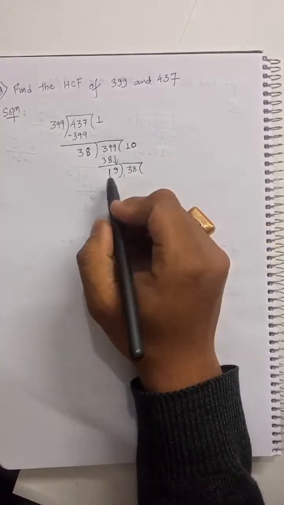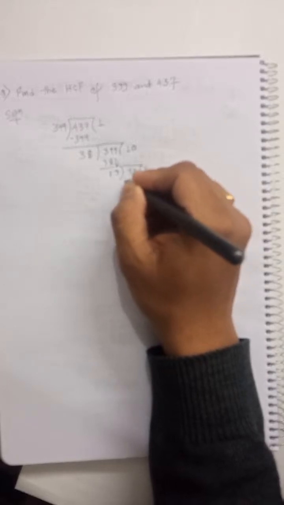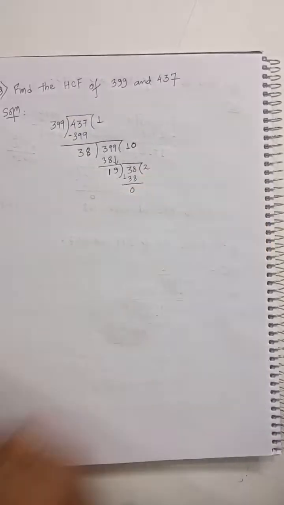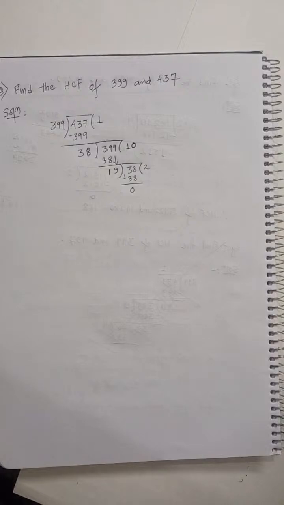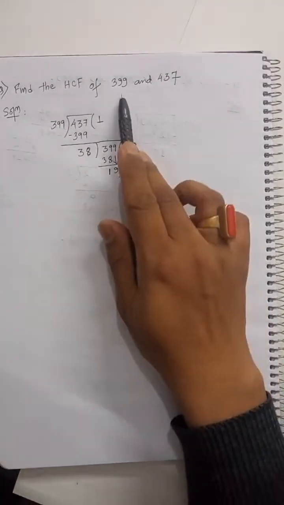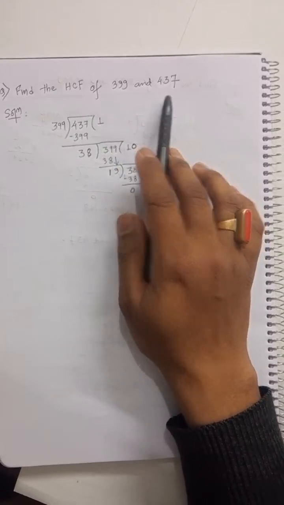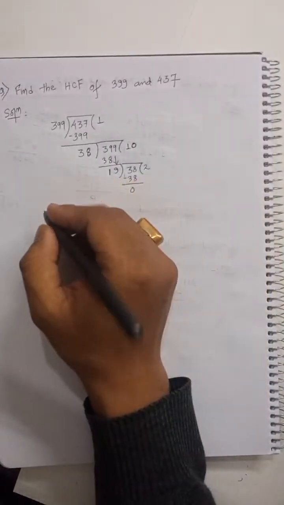So, badhai ho, 19 into 2 is 38, and our remainder is 0. So our continued division ends here. At this point our remainder is how much? 0. And when the remainder is 0, our divisor is how much? 19. So the HCF of 399 and 437 is how much? 19.